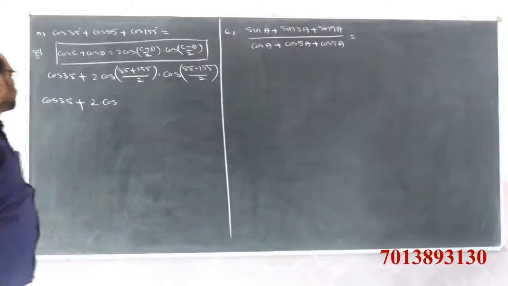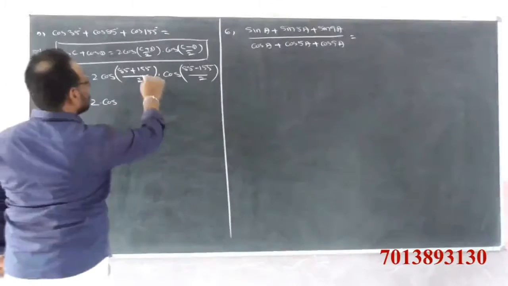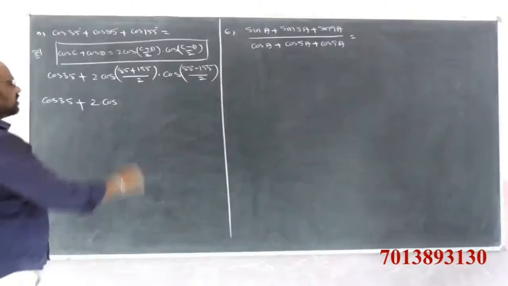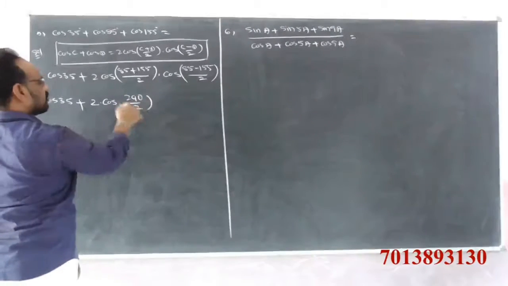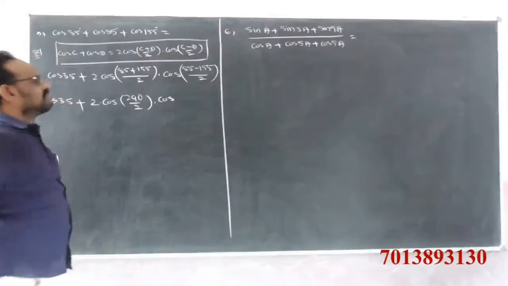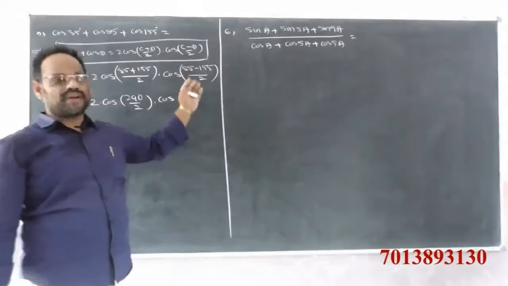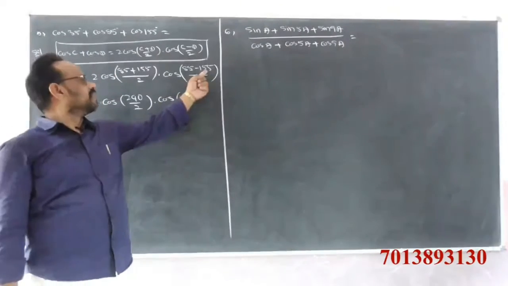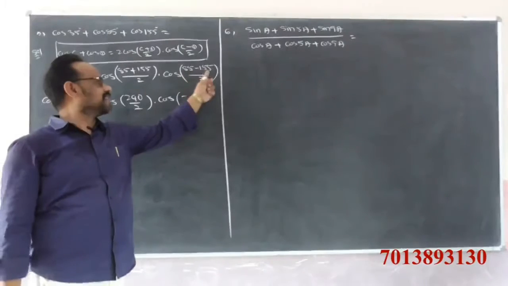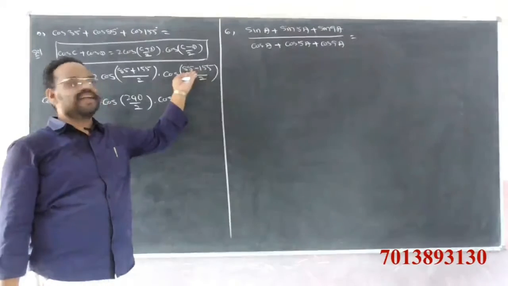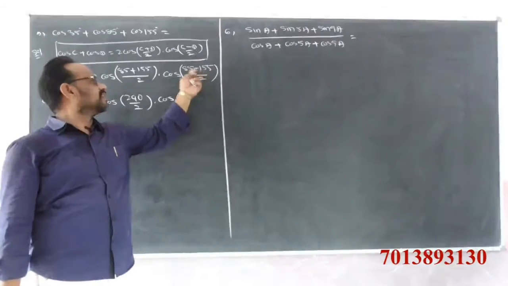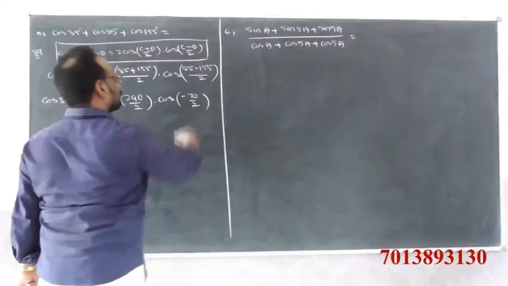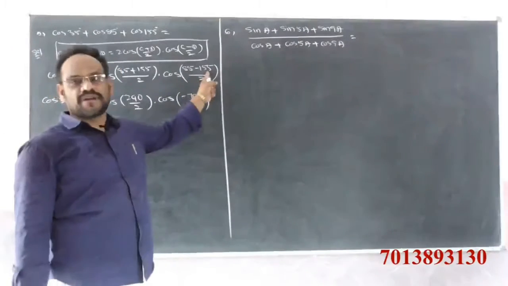That is 155 plus 85, which is 240. So 240 into cos of (155 minus 85). Here 85 minus 155 is how much? It is minus 70.